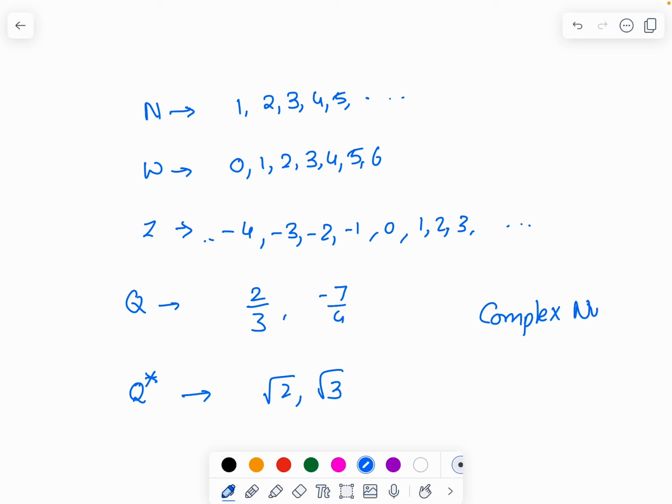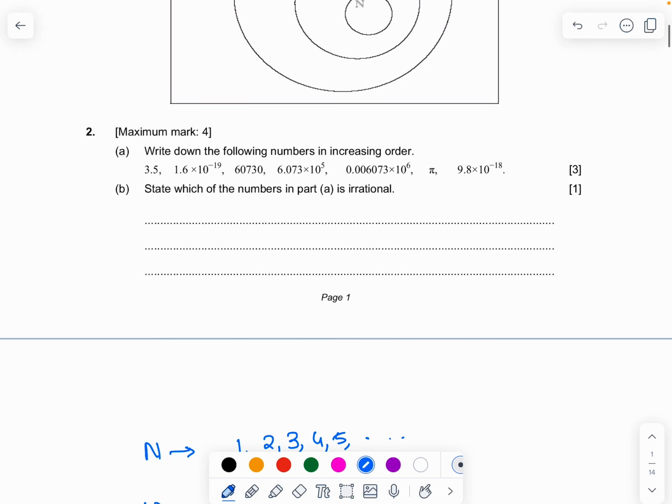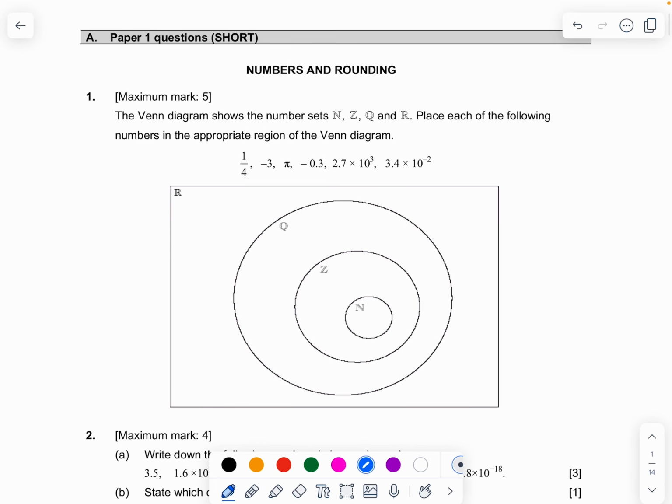Because we have already used integers as z, complex numbers are i, which is square root of -1, square root of -2. These are complex numbers. They can be represented by c. So these are the numbers that we are going to use. Now for example, 1 upon 4. What is 1 upon 4? 1 upon 4 is a rational number, so I write it over there. -3 is an integer. Pi is an irrational number. So therefore, I'll write it outside.